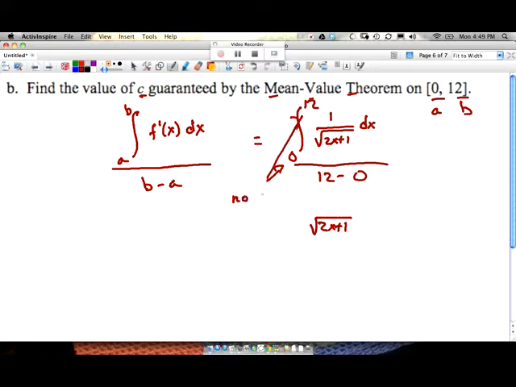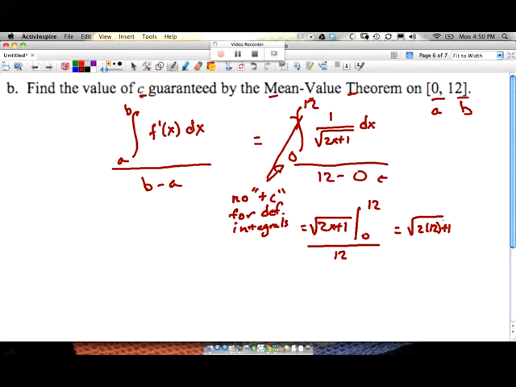Whenever you have a definite integral, there's no plus c for definite integrals. So we don't need that. So here, this is going to be equal to square root of 2x plus 1 evaluated from 0 to 12, again divided by this bottom piece, which in this case is 12. Let's keep working it here. That's going to give me, if I plug in 12, the square root of 2 times 12 plus 1 minus square root of 2 times 0 plus 1 all over 12.